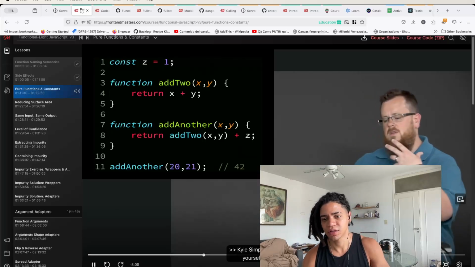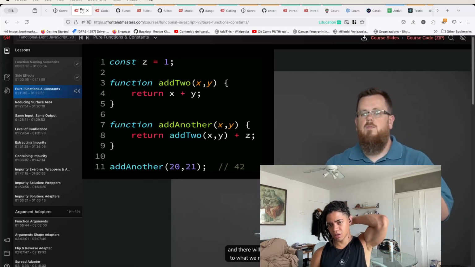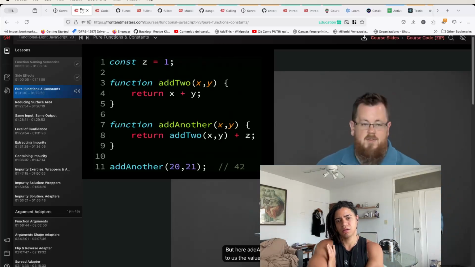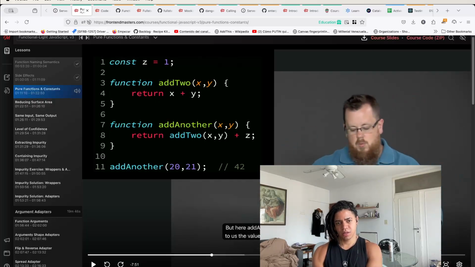If you could convince yourself that line 11 is a pure function call, there will be more layers of meaning to what we mean by pure function call. But here, add another does in fact return to us the value 42. Exactly. But this is again in terms of add another function call. And by the time that you do this, you will always get that.